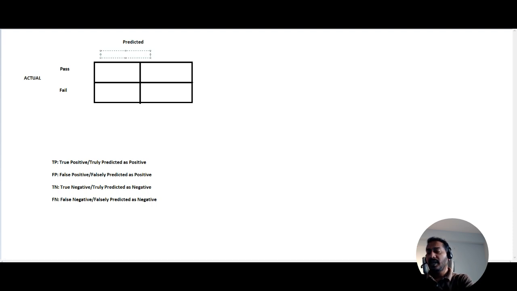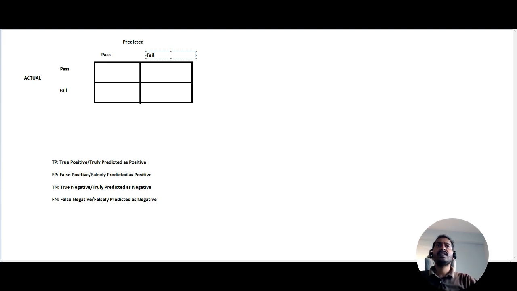For example, you can understand in this way that actually that person is going to pass, but your machine learning model, which actually forecasts or predicts the future, says that this person is not going to pass, meaning this person is going to fail. So in that case we have to draw this confusion matrix just like this.